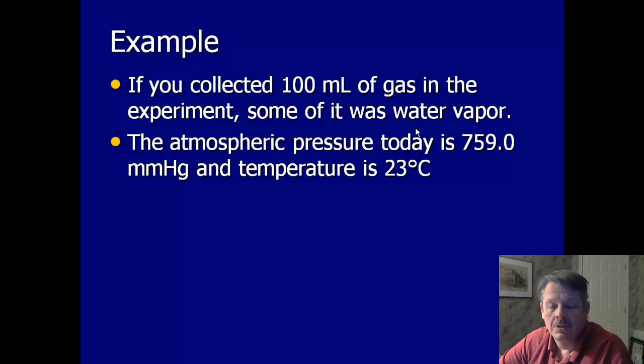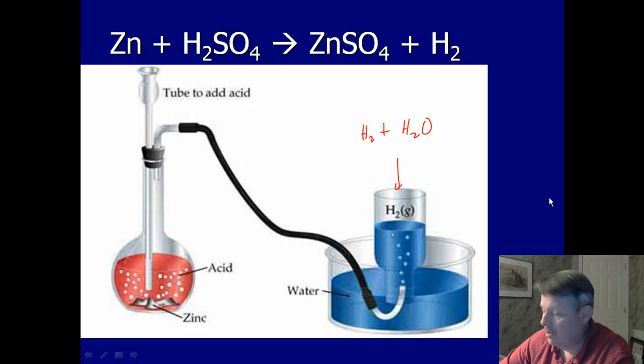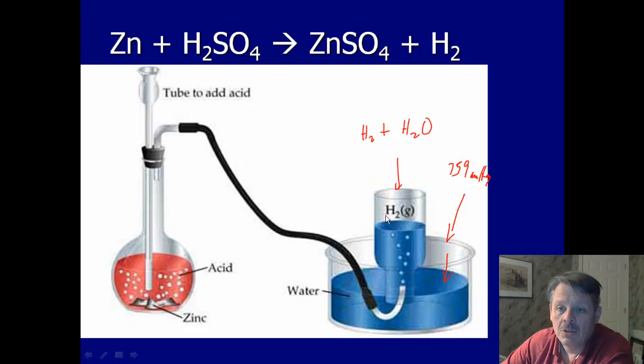So let's deal with that. The pressure today is 759 millimeters of mercury. So with 759 millimeters of mercury, that's how much pressure is pushing down on this water. Well, that also means that this used to be full of water, so our pressure in here is also 759 millimeters of mercury. That's the way we figure out these experiments.